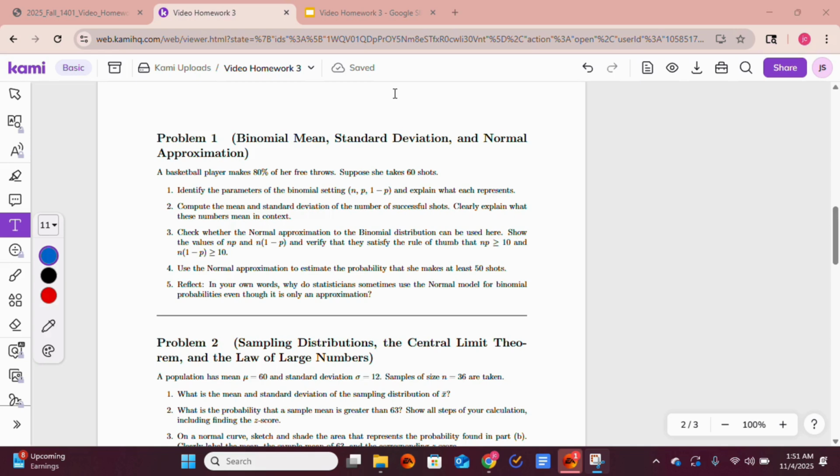So, n is the number of trials. In this case, it would be 60, since that is how many shots she's taking. P is the probability of success, so the probability of making the shot, which would be 80% or 0.8 when put into decimal form. Then to find the probability of missing your shot, we do 1 minus p, so 1 minus 0.8, and get 0.2.